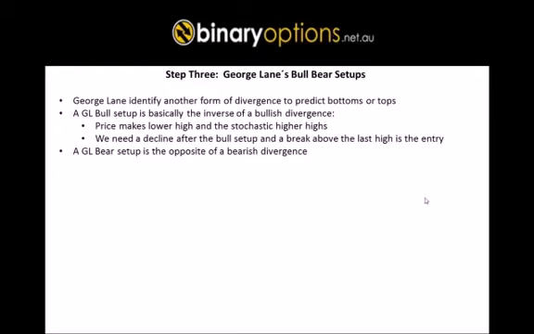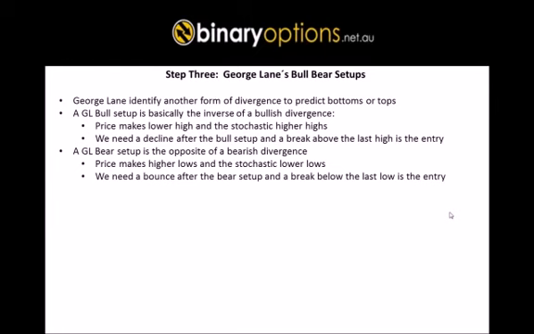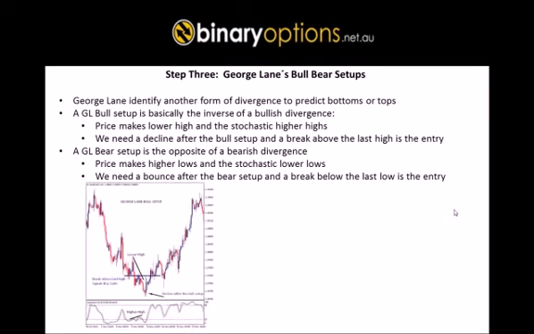A George Lane bear setup is the opposite of a bearish divergence. Price makes higher lows and the stochastic makes lower lows. We need a bounce to the upside after the bear setup and a break below the last low to get an entry and a signal to buy puts. Yeah, I know this sounds a little bit difficult, so let's go to some examples of these setups, okay?